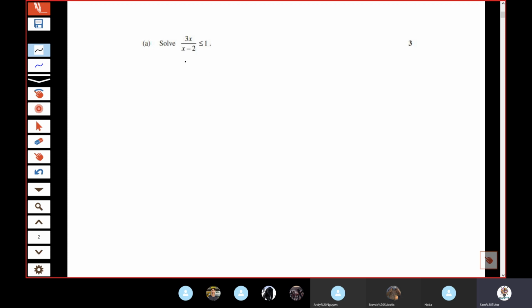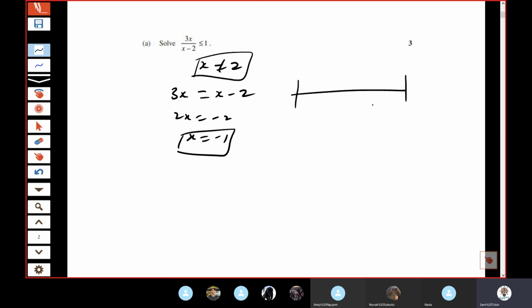Really? Fair enough. So x not equal to 2 is your first solution. 3x equals x minus 2. 2x equals negative 2. x equals negative 1. Number line: negative 1 is a full circle, 2 is an open circle. Test x equals 0. 0 is less than 1, 0 does work. Answer is negative 1 less than or equal to x less than 2. Easy 3 marks.